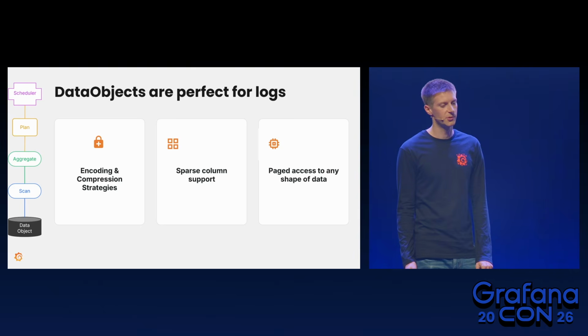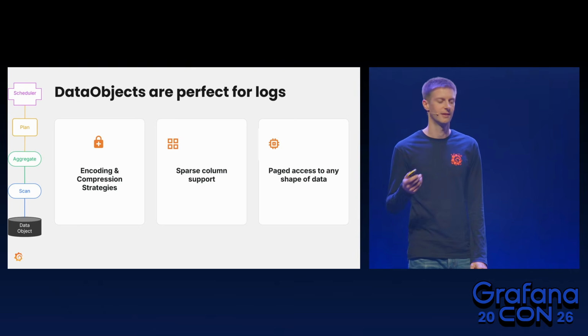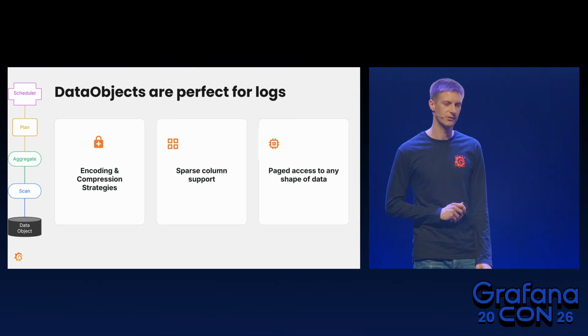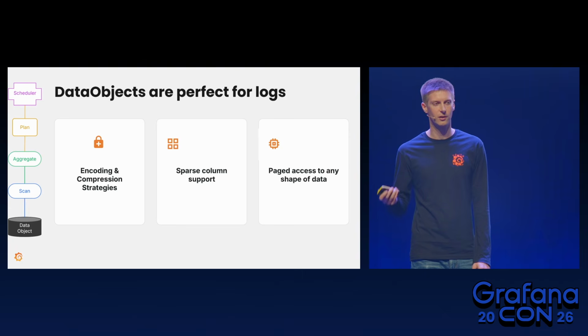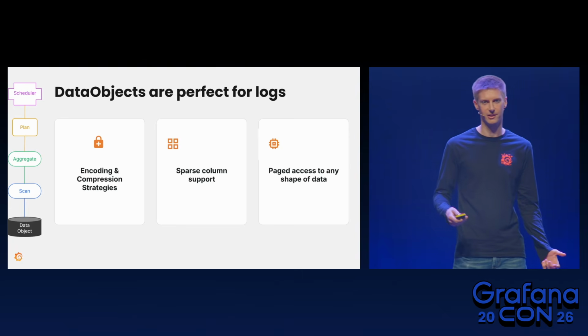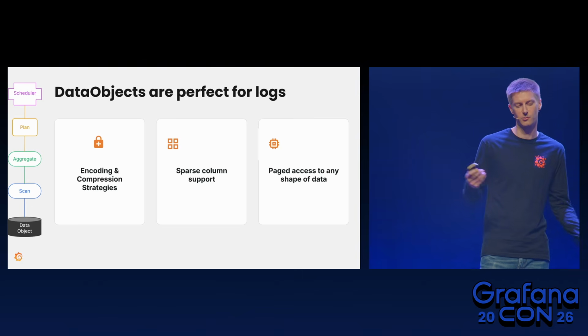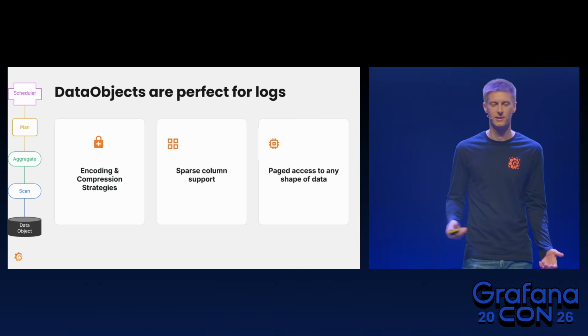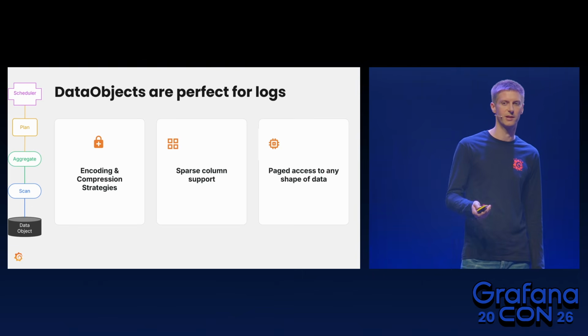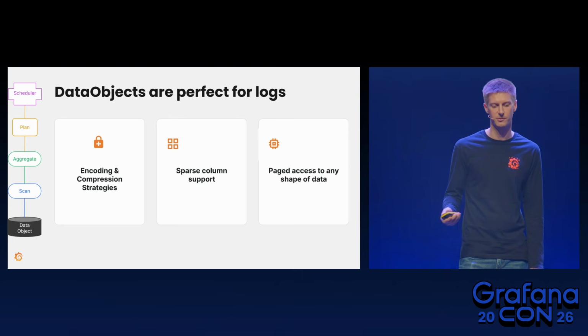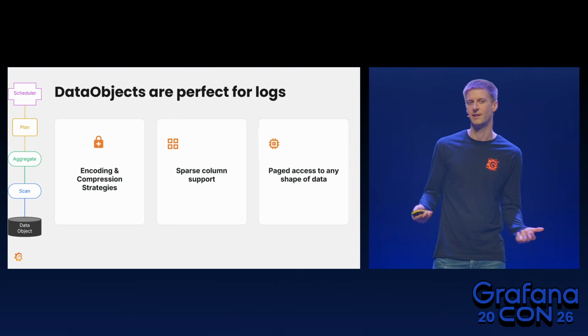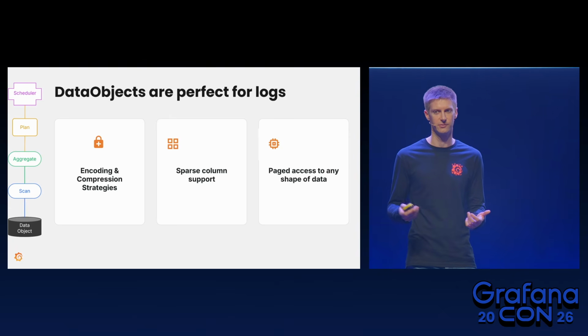We also have full support for sparse columns. Again, this is very important for logs because not every log line will have the same key defined on it, which means a lot of log lines won't have a value for a particular column. So by supporting sparse columns via presence bitmaps, we can scan data very quickly and decide whether we need to read any data from those columns.